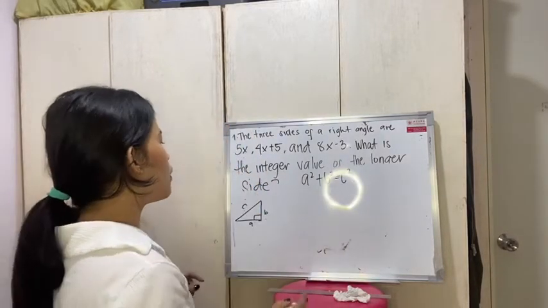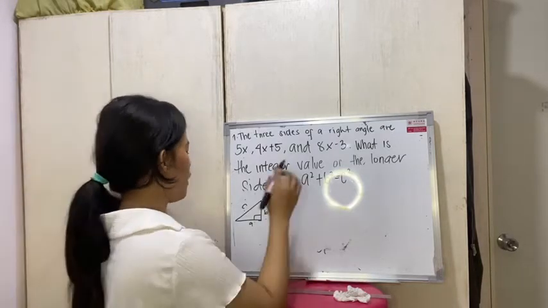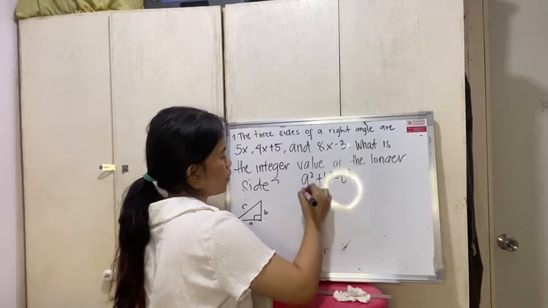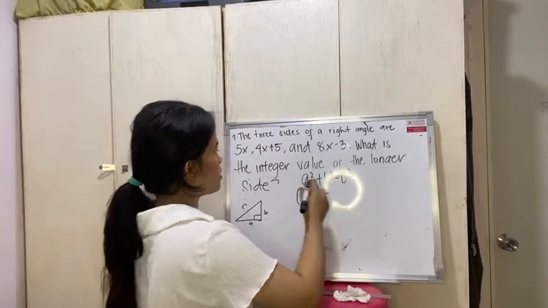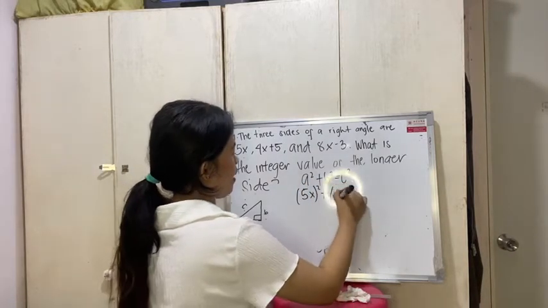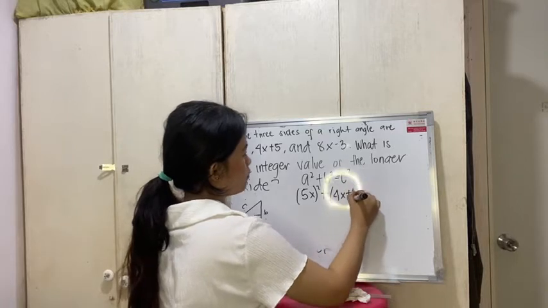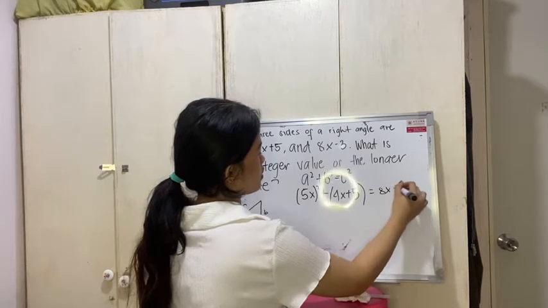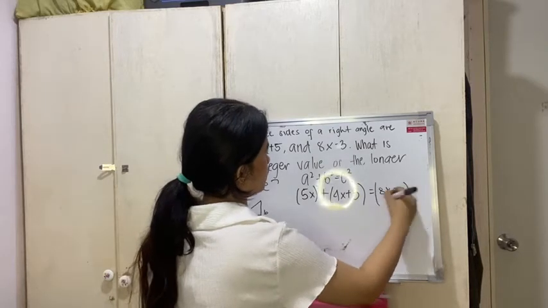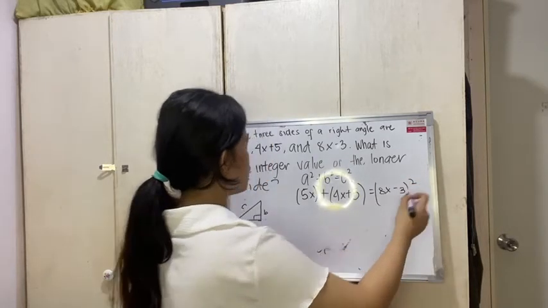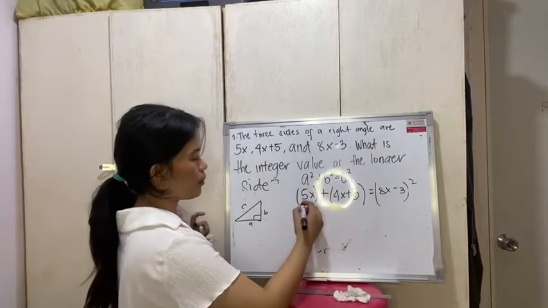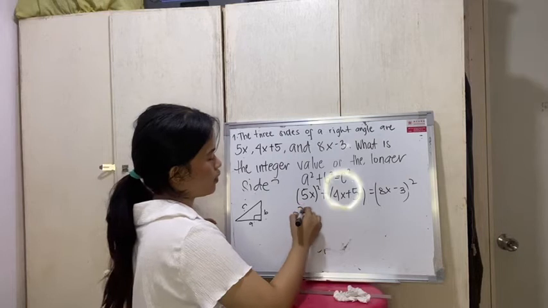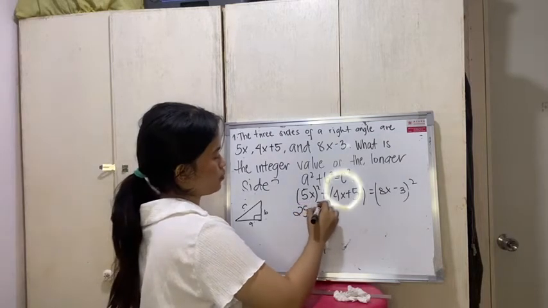We are going to replace the value of a, which is 5x, squared, plus 4x plus 5 squared, equal to 8x minus 3 squared. So for 5x squared, that is equal to 25x squared.